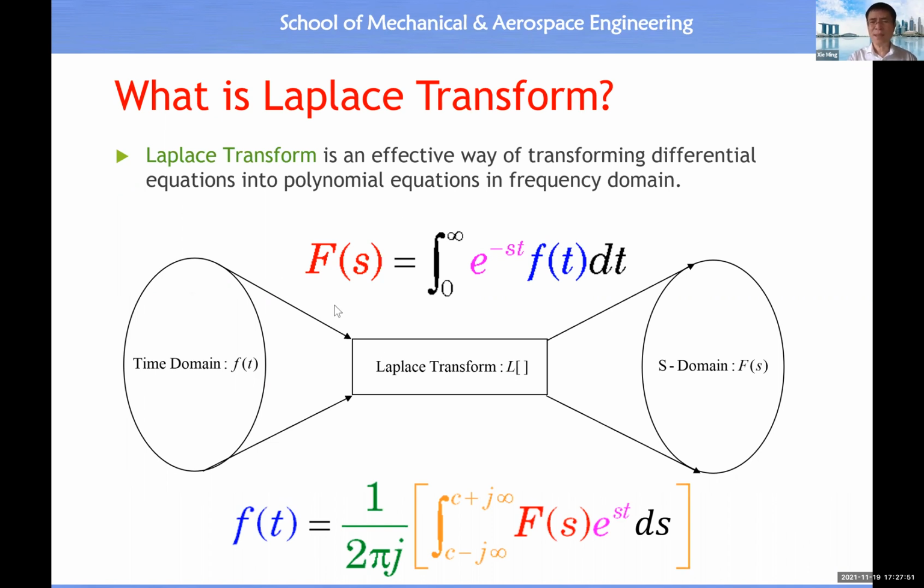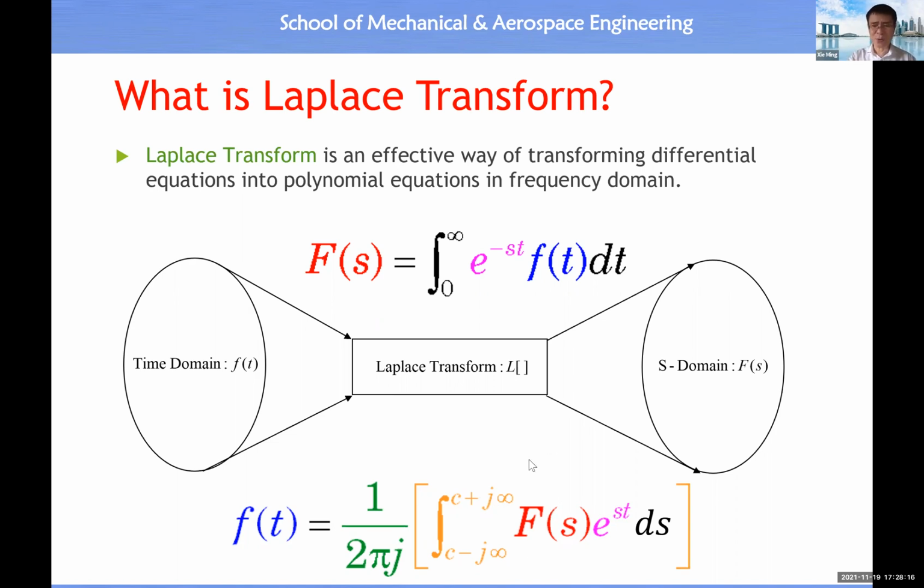Then we obtain a function which depends on the variable s. Here s is a vector. In the textbook, people say that s is a complex number. I believe it will be more intuitive for you to understand the physical meaning of s. Actually, s is a vector, all right?